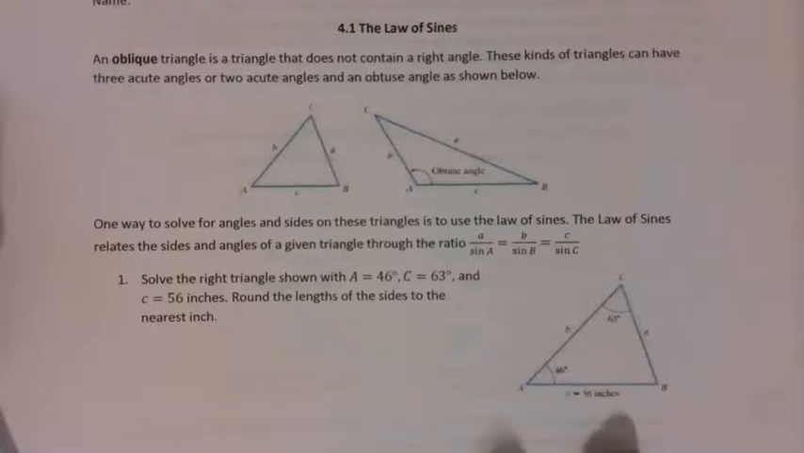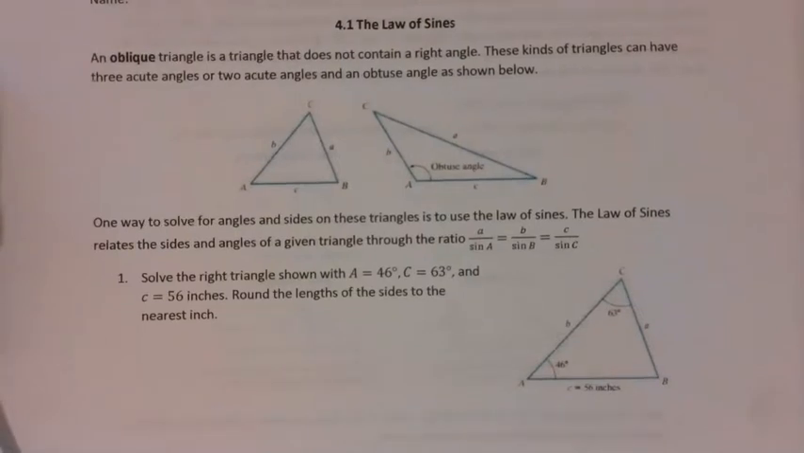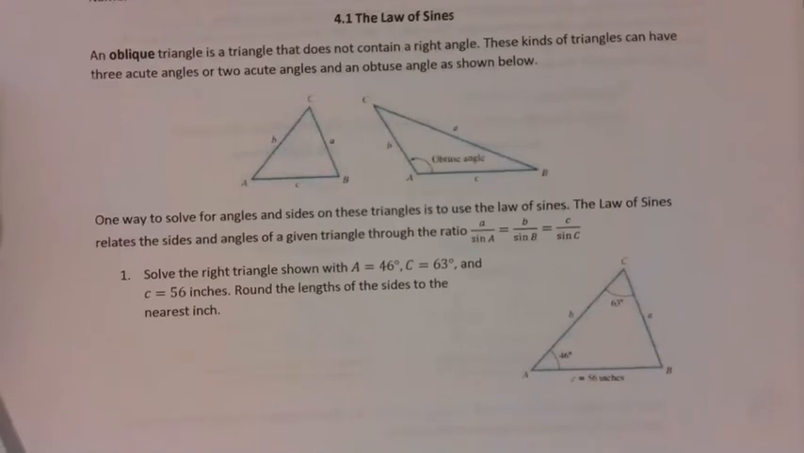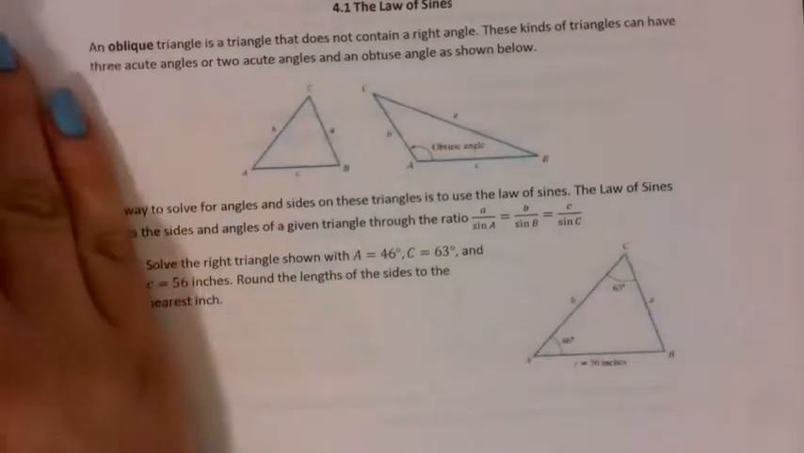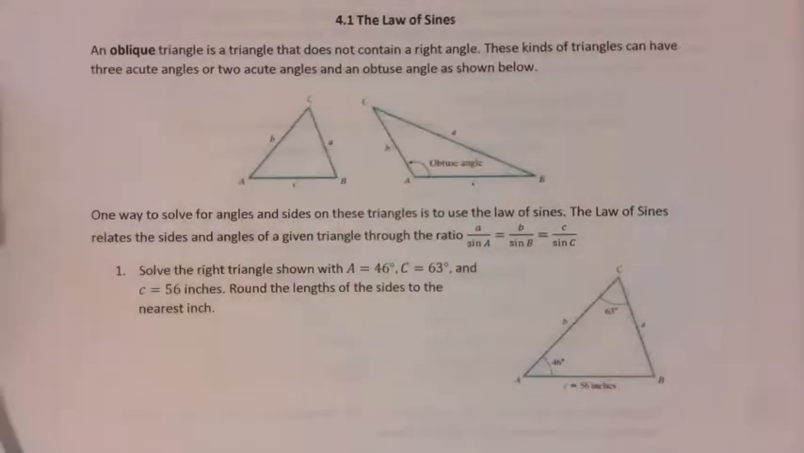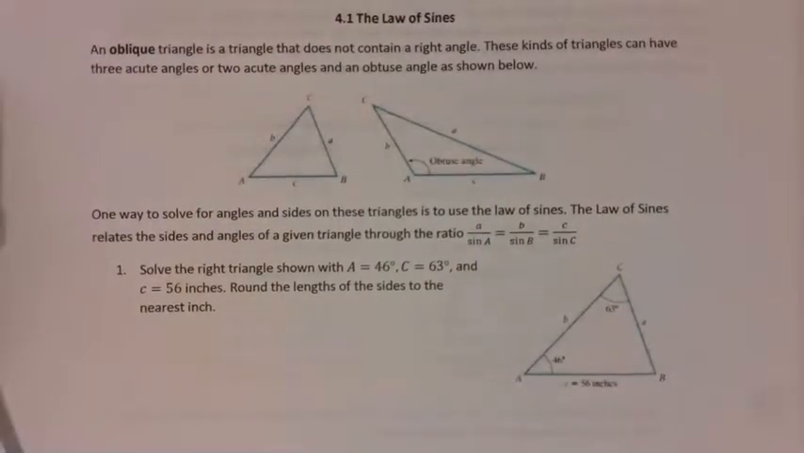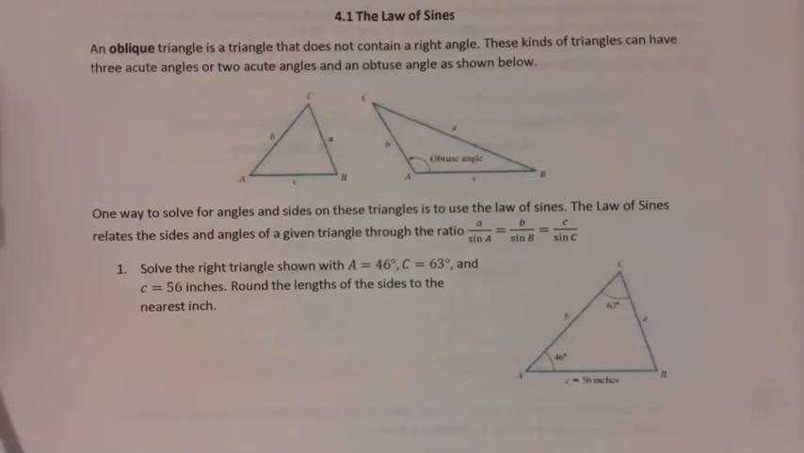Alright, so for this week we are going to be talking about solving triangles, their angles and their sides, using sines and cosines, but when they are not right triangles. In these cases, these triangles are called oblique triangles, and they do not have a right angle. So there's the case where it can have three acute angles, like in the first picture, or in the second picture it can have one obtuse and two acute angles.